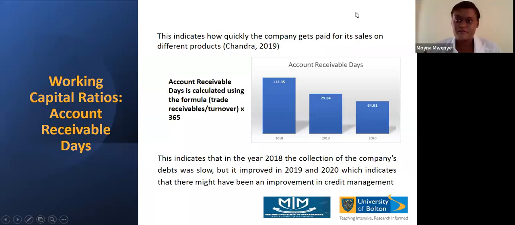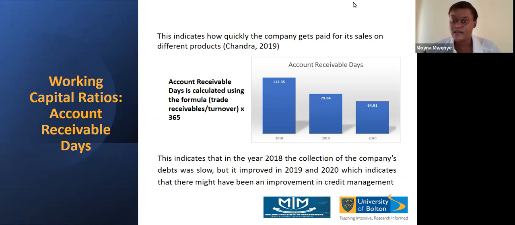All right, thank you very much, Fumbani and Louisa, for taking us through to this point. I'll focus on working capital ratios, first with account receivable days. This ratio mainly indicates how quickly the company gets paid for its sales on the product that it offers on the market. It is calculated by dividing trade receivables by turnover and multiplying by the number of days in a year, which is 365.